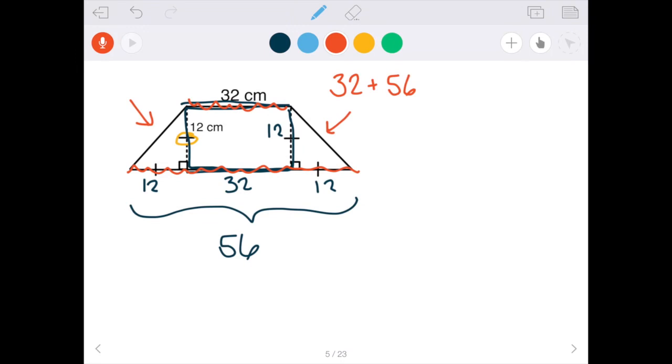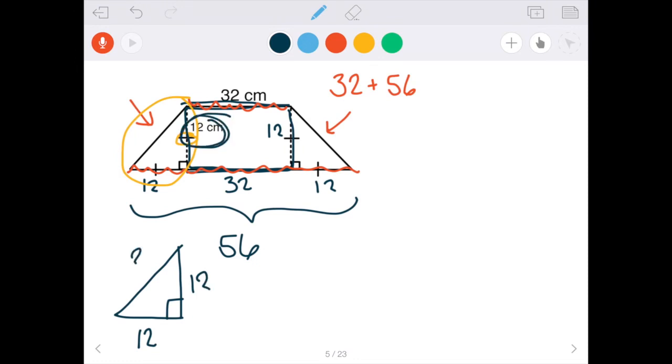And hopefully you remember that when I told you on these kinds of problems, if you ever had to find an angled side, you would probably be using the Pythagorean theorem. Let's take a look at this section of the picture right here. We have ourselves a right triangle. The bottom is 12. This side is also 12 right here. And I'm looking for the hypotenuse. I'm going to erase this for a second just to give me some space. So I need to use the Pythagorean theorem.